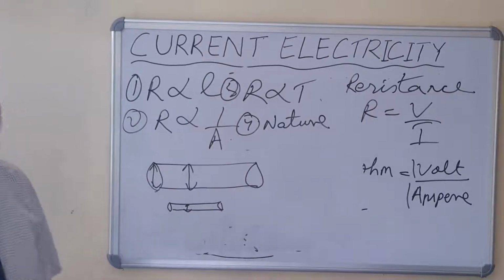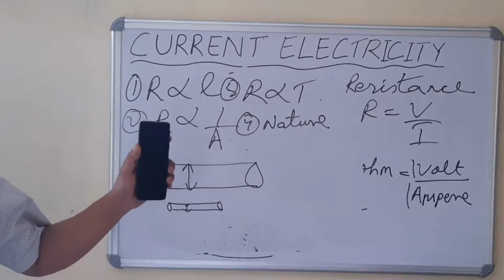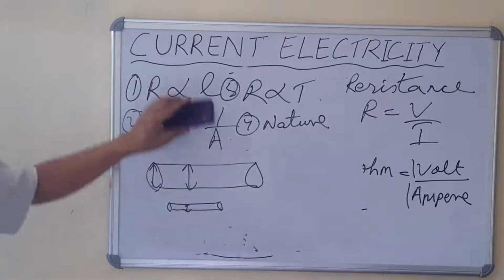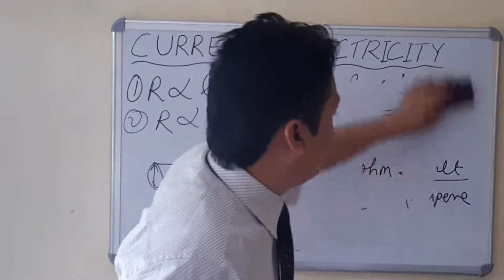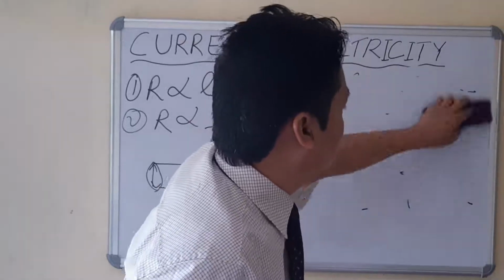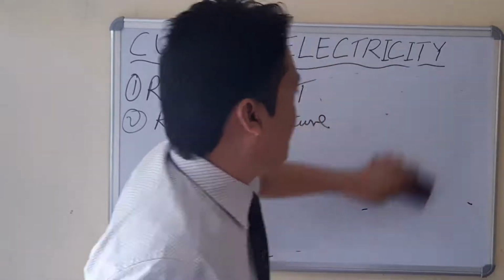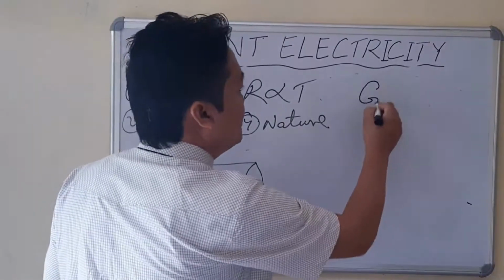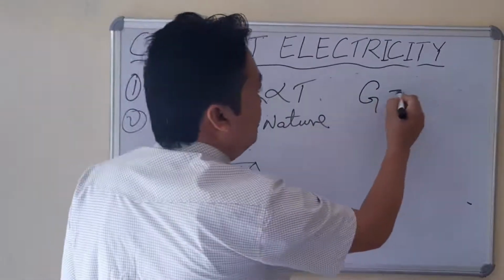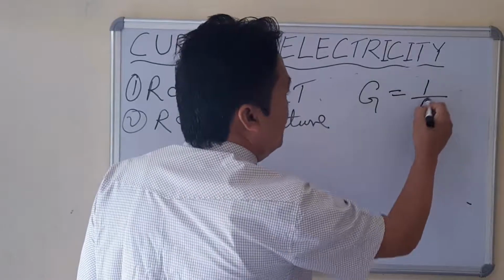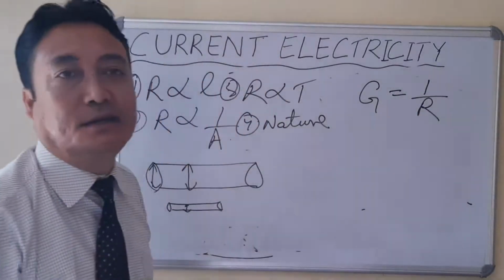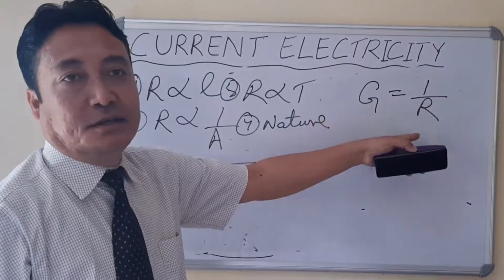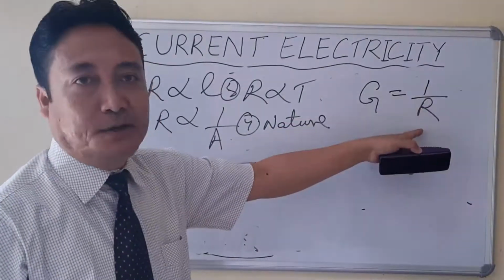Is it clear? Now let us come to the next point, conductance. After resistance we come to conductance. Conductance is the reciprocal of resistance, and it is denoted by capital letter G. If I take the reciprocal of resistance, 1 upon R, it becomes conductance. So conductance, G, can be written as 1 upon R.